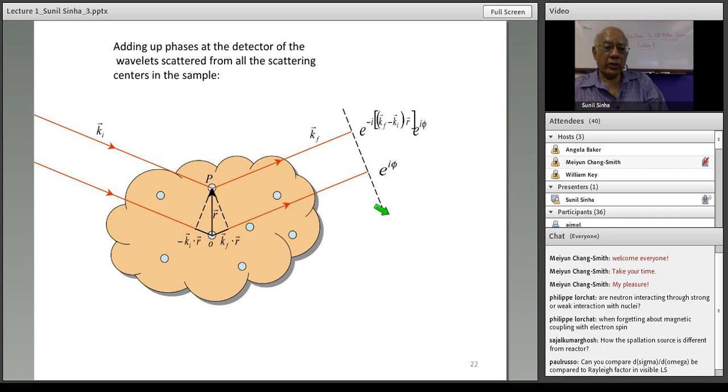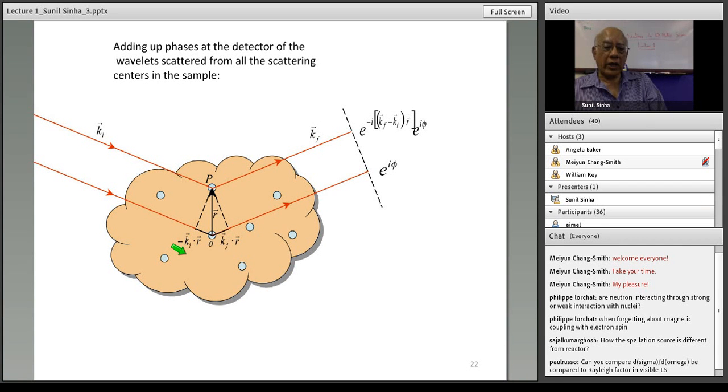And now you can see that the wave that's essentially scattered from here to here, compared to the wave that's scattered from here to here, has a phase difference because of the different path lengths taken. And here are the path lengths translated into phases, minus ki dot r, where r is the vector distance between these two nuclei.